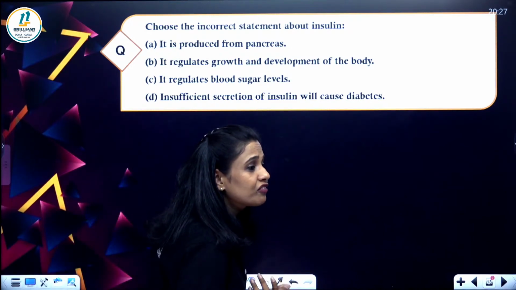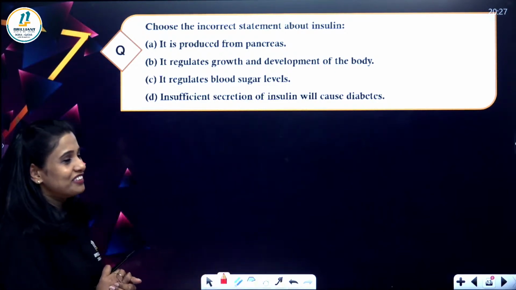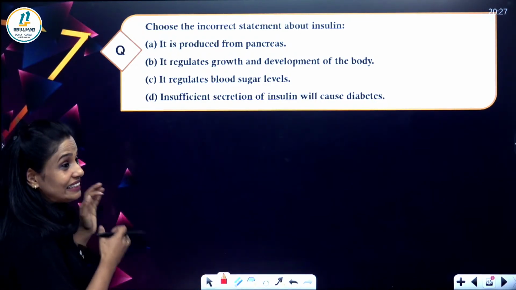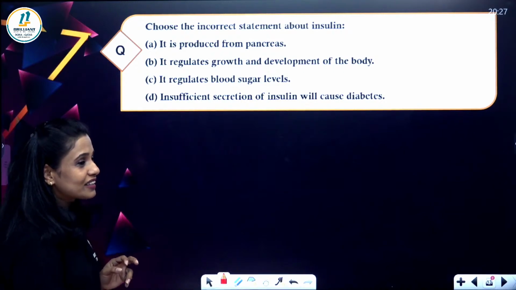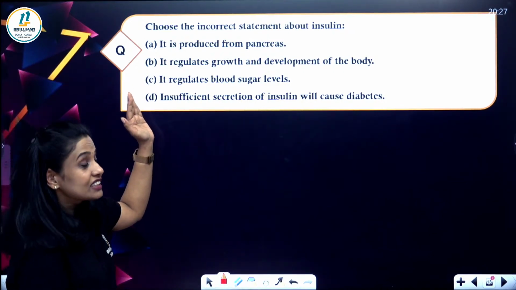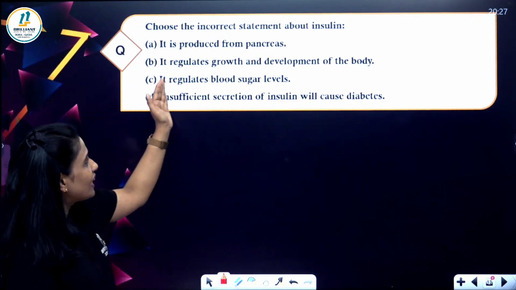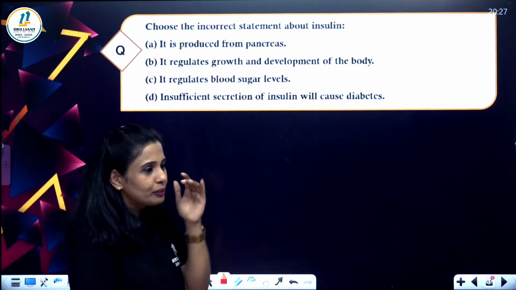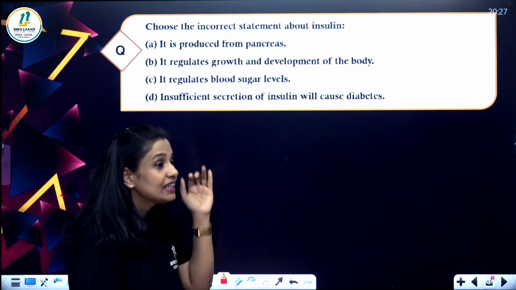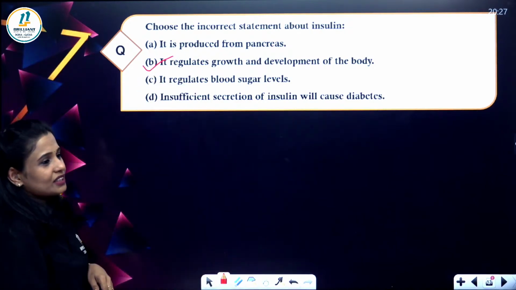All are commenting. Very good. So it's an easy question. That's why all the comments are coming. The incorrect statement is option B. It regulates growth and development of the body. That is the incorrect statement.